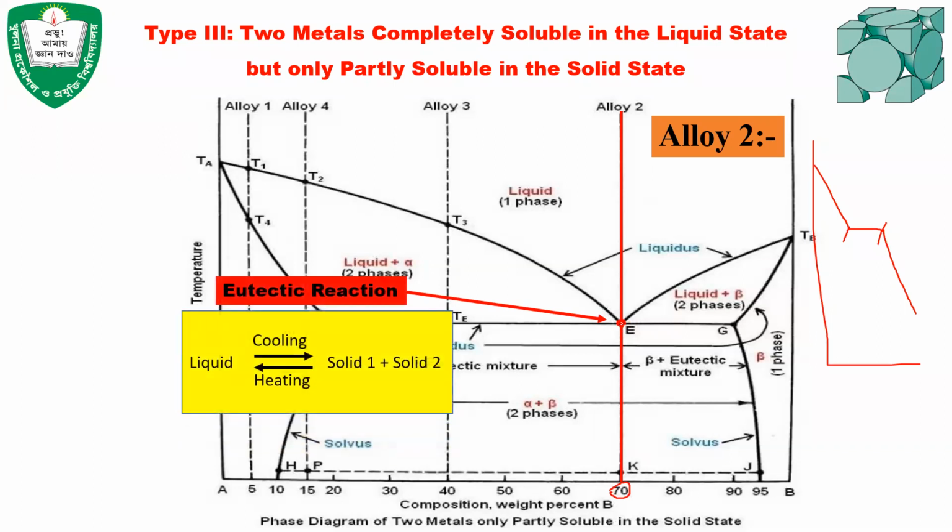In this case, the reaction that occurs is the eutectic reaction. The liquid actually solidifies at a constant temperature to solid 1 and solid 2.